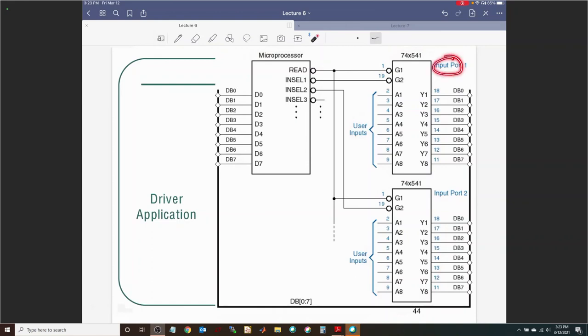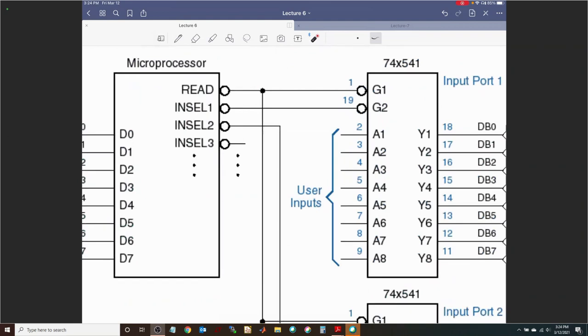I'm trying to read from one of the input ports, either input port 1 or input port 2. Where am I trying to read that data? Into a microprocessor. There are 2 sets of user inputs. The first set is an input to the top 74X541 chip, and another set of 8 inputs becomes the user inputs for the bottom one. Now the question is, can I give out some control signals from the microprocessor to read from user input port 1 or port 2? If I want to read, obviously I have to make the read signal active. How do I make that active? Well, you just make it 0.